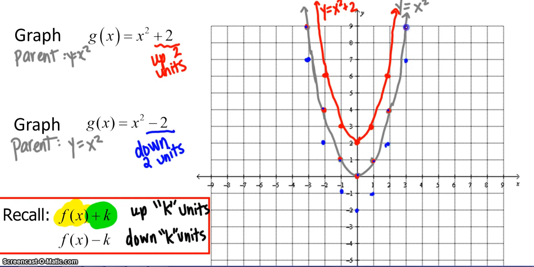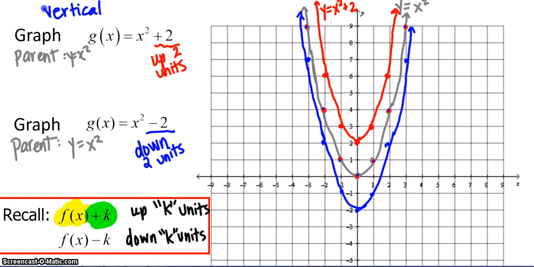So what I did was I just took each of these key points from the parabola and I shifted them down 2 units. It did not change the shape of the parabola. It simply shifted the entire parabola down 2 units. And there we have a shift. This is called a vertical translation. So these are vertical translations.